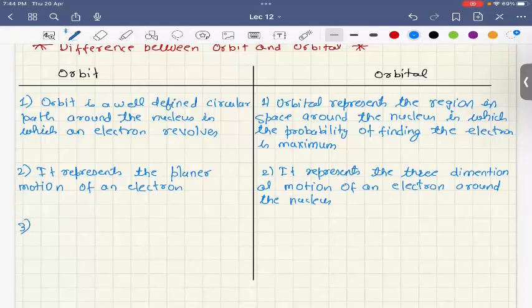The third point is, orbit gives a definite path of an electron, and this concept is not in accordance with the uncertainty principle, whereas orbital does not specify defined paths, and according to this concept, the electron may be anywhere in this region, and this concept is in accordance with the uncertainty principle.